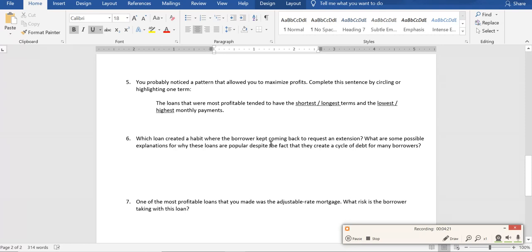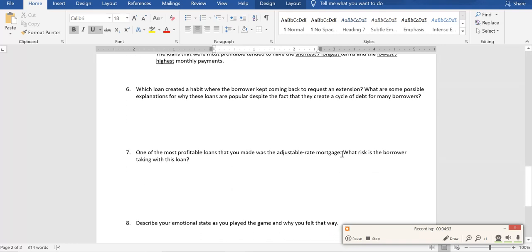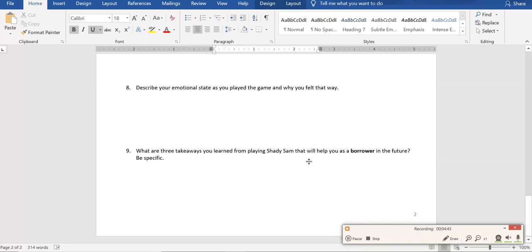Which loan created a habit where the borrower kept coming back to request an extension? What is one thing that you may remember from the game? This is why you may want to play it again. One of the most profitable loans that you made was an adjustable rate mortgage. Who was at risk as the borrower? In the game, it talked about what adjustable rate is. Basically, it's a fluctuation of the interest rate. Describe your emotional state. Just tell me one thing you thought about playing this game, and then a takeaway that could help you as an individual, as a borrower in the future.